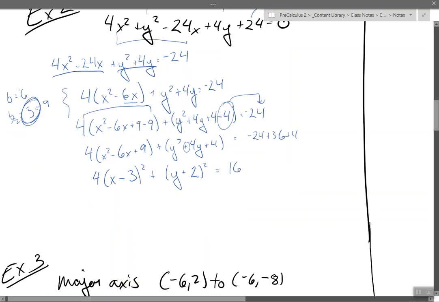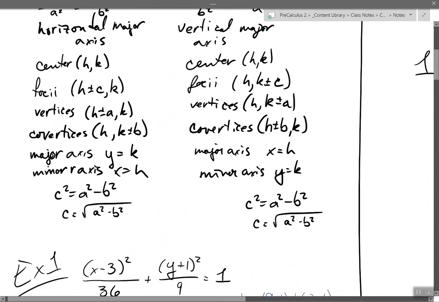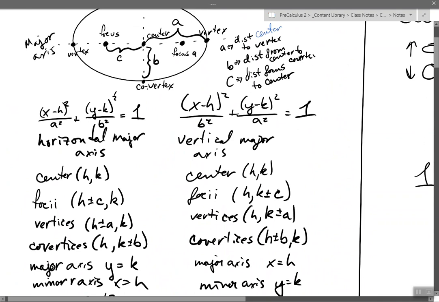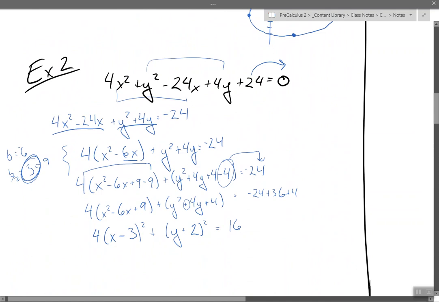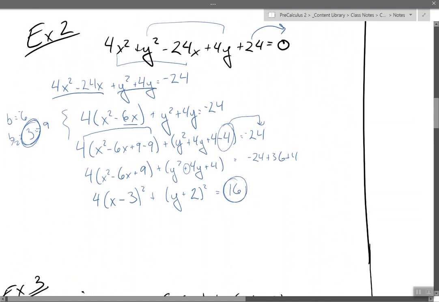Okay, so the last thing we're going to do, and if we go back up to these formulas, they are both equal to 1. So the last step we need to do is divide by whatever this number is over here. So it's 16. We're going to divide everything by 16. So it gets equal to 1.